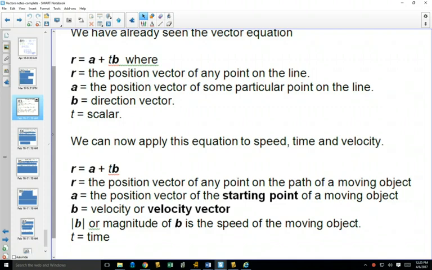So if your vector was 2, 5, that means that in one time, you're going to go 2 to the right and 5 up. And then if you take the magnitude or length of B, that's the speed that you're going, because it's going to figure out the distance that you're going to travel in 1 unit of time. So that'll be the speed of your object.